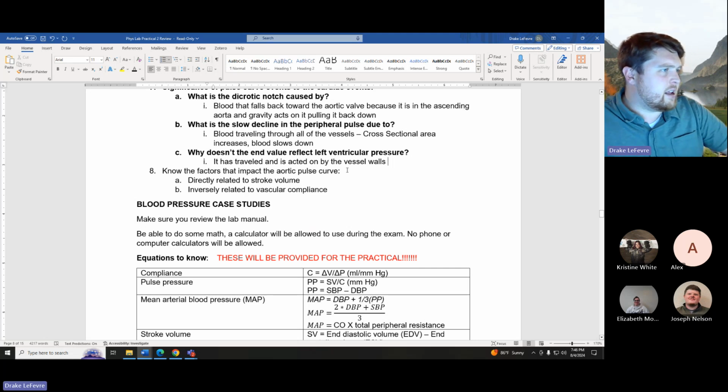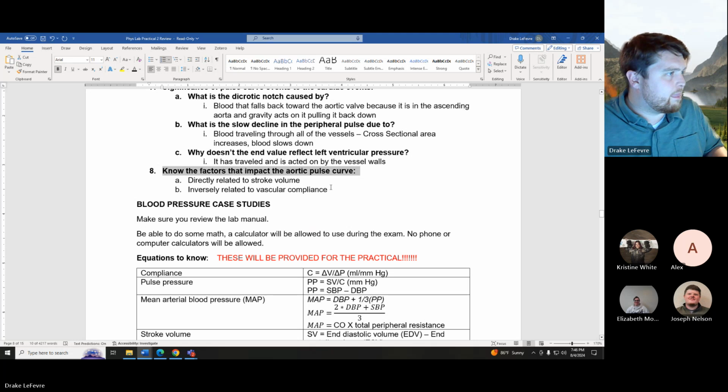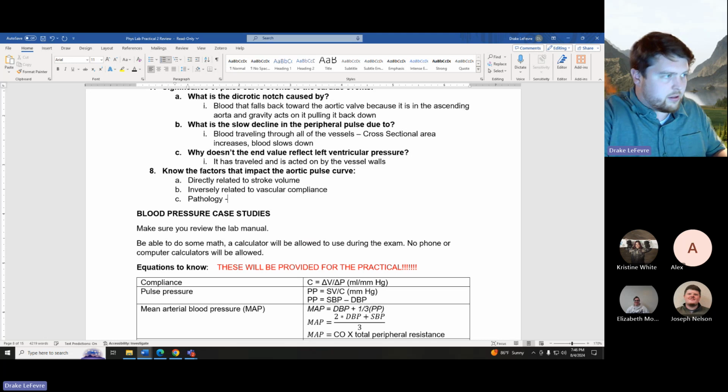The factors that impact the aortic pulse curve: stroke volume, vascular compliance, pathology, think stenosis or regurgitation.